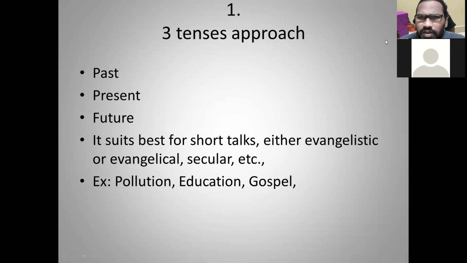Like you are asked to speak on a particular topic called education. We start with the past. In the past, certain things we speak. In the past, education was limited to certain people, to upper class, or middle class. It was not accessible for lower class.